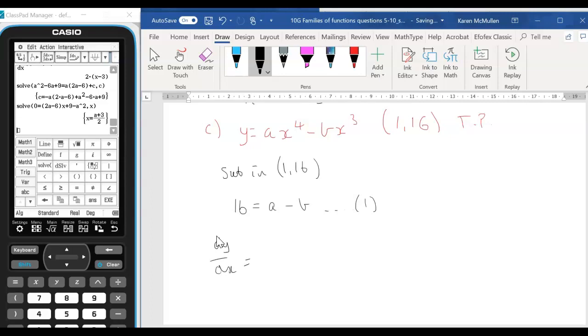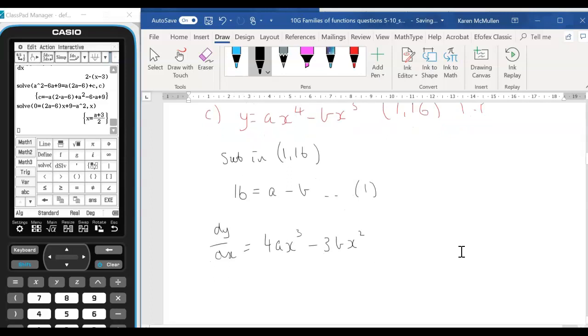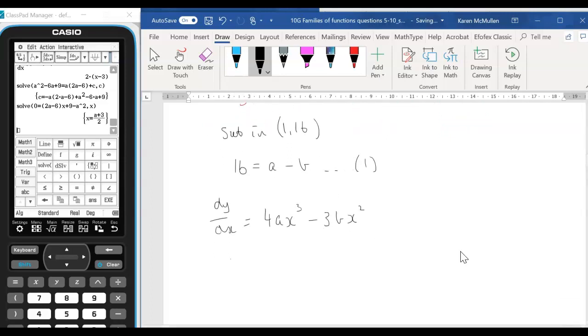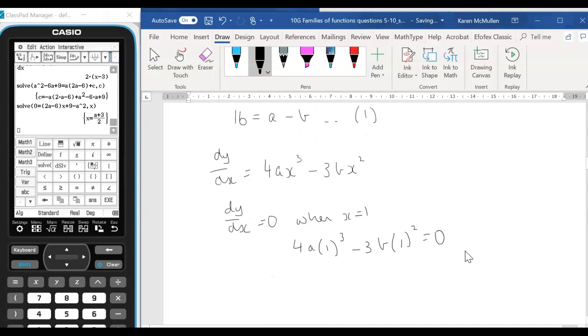Our second equation comes from finding the derivative, so dy dx is equal to 4ax cubed minus 3bx squared. Now I know that the gradient dy dx is equal to 0 when x equals 1. So I just now need to substitute in 1 and let that equal 0. So I'm going to have 4a minus 3b is equal to 0.